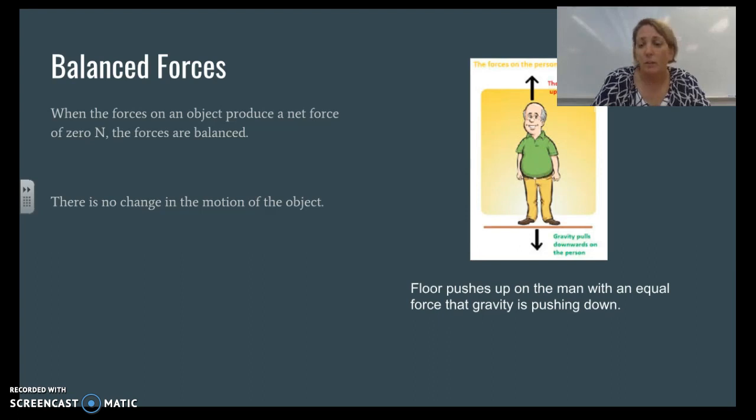So for example, this little cartoon man is standing there. Gravity is pulling him down. The floor is pushing back up. If he is just standing there, not in motion, those net forces equal 0.